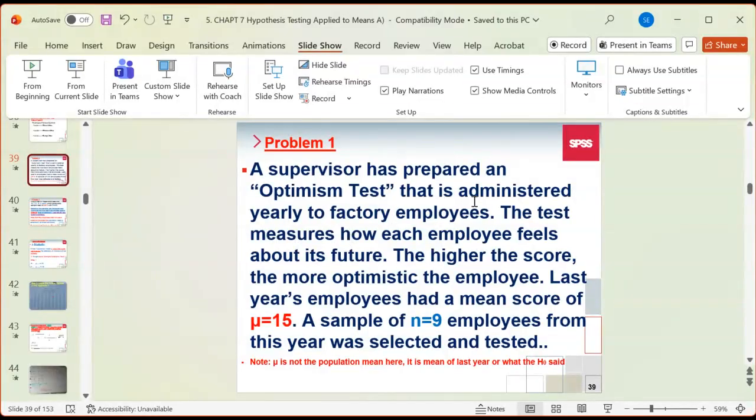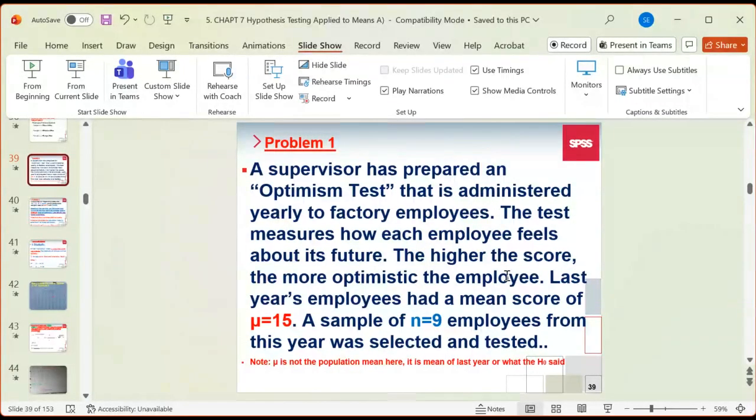It says the supervisor has prepared an optimism test that is administered yearly to factory employees. The test measures how each employee feels about their future. The higher the score, the more optimistic the employee. Last year, employees had a mean score of 15.